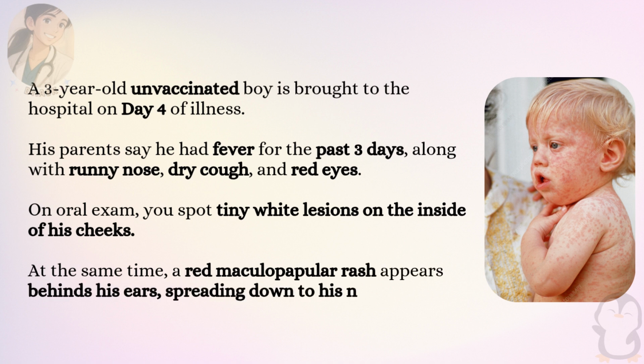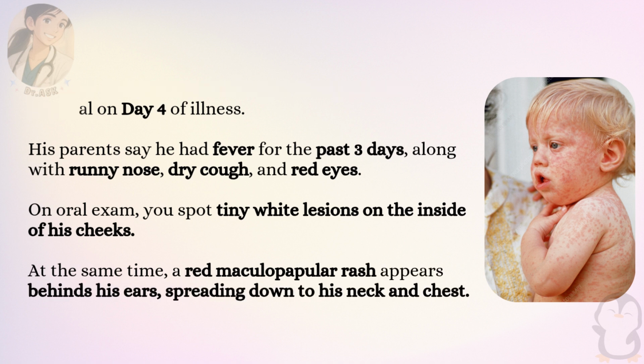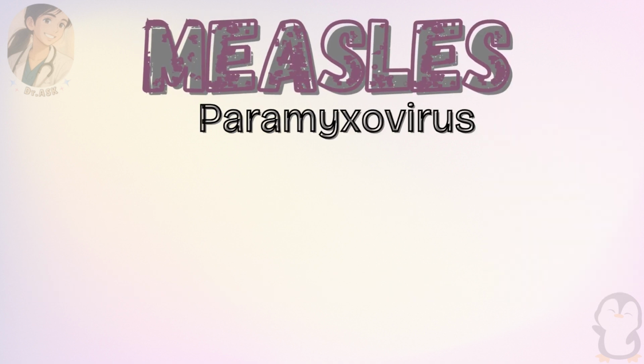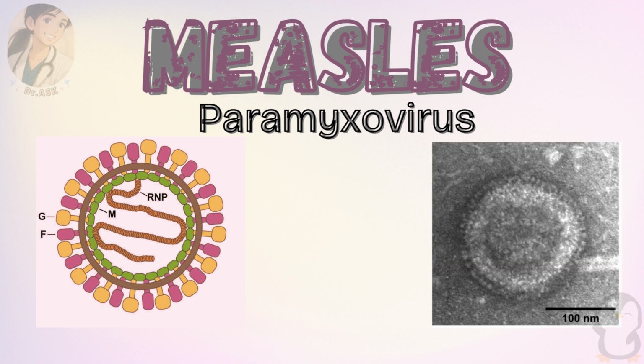Let's break it down, starting with the basics of measles. Measles is caused by a single-strand RNA virus belonging to the Paramyxoviridae family, which spreads through airborne droplets, and it's one of the most contagious viral infections known to humans.